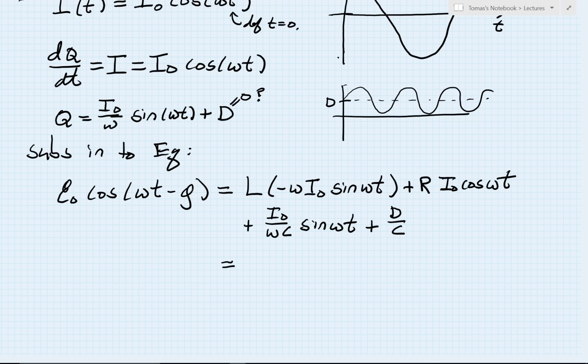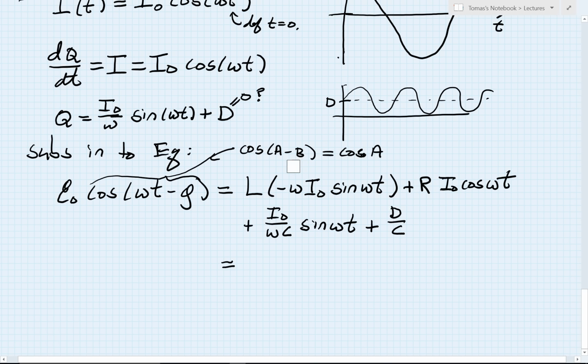You might recall here, actually, that if we look at the cosine of the difference between two angles, there's a rule that the cosine of A minus B is equal to the cosine of the first angle times the cosine of the second angle. You might remember the addition formula. In the addition formula, it's cosine, cosine minus sine times sine, right?